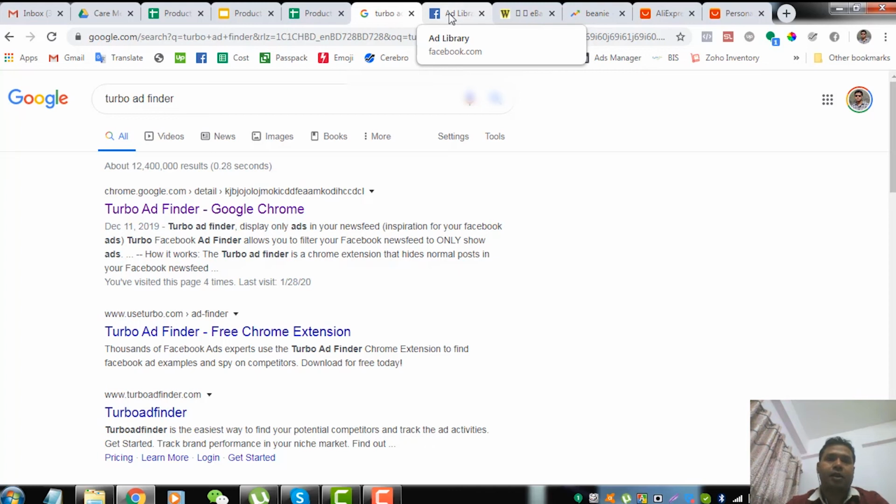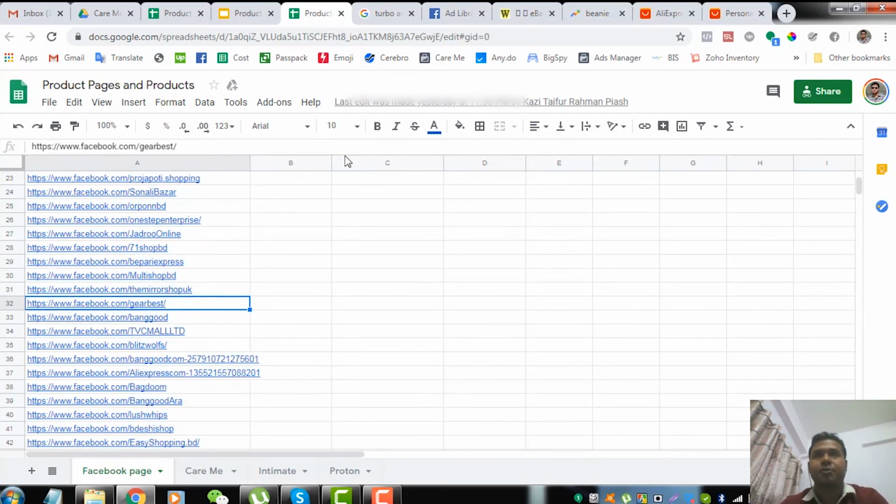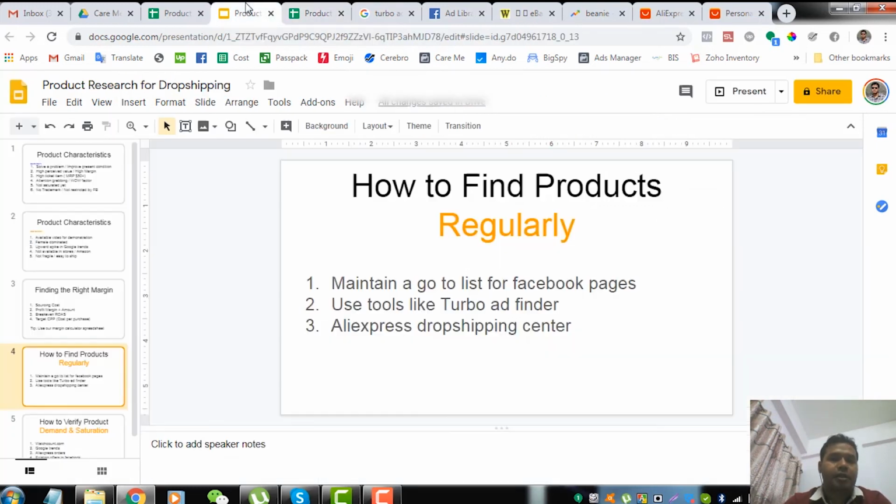One hack for making this strategy work very solidly is to like the Facebook pages that you find. Go to their website, visit some products, add them to the cart, and then come back. This way, those sites will obviously be targeting you on Facebook. So when you activate Turbo Ad Finder and scroll down your Facebook news feed, you will find these product pages showing up, and you can get new product ideas from there automatically.